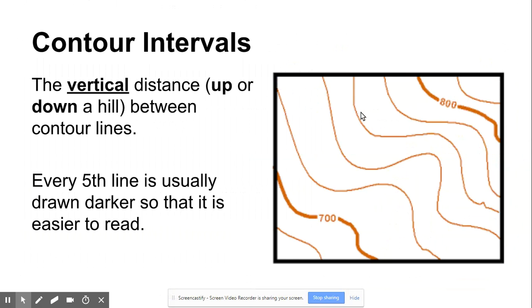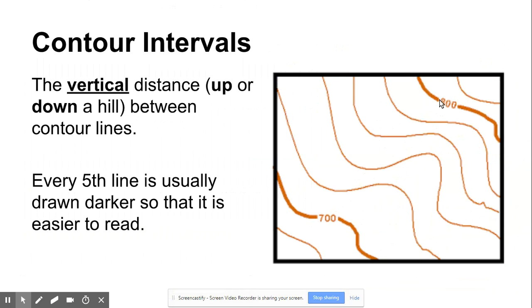So we know that contour lines are the continuous lines that run on a contour map. But the contour interval is the vertical distance up or down a hill between the contour lines. Usually they draw every fifth line darker because it just makes the map easier to read. So if you look here, this is 700 feet, this is 800 feet. We need to figure out what the contour interval is. In this case, it looks like it might count by 20s: 700, 720, 740, 760, 780, 800. So that tells us that the interval, kind of like the range, is the distance between the lines.